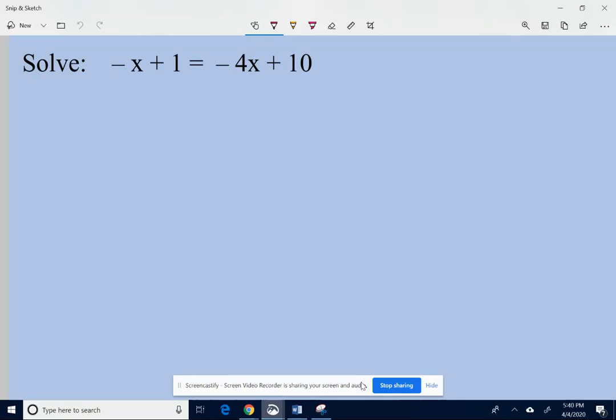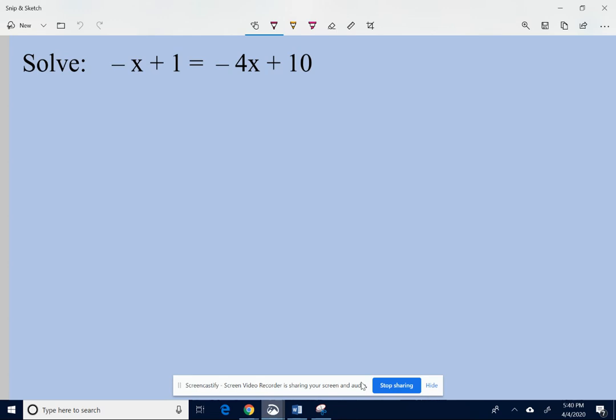Okay, let's try to do this problem without a drawing. And remember that all of these were taken from the lessons that we did with drawings. So go back to those Google slides if you would like to. Okay, but let's try to do this without. Okay, negative x plus 1 equals negative 4x plus 10.